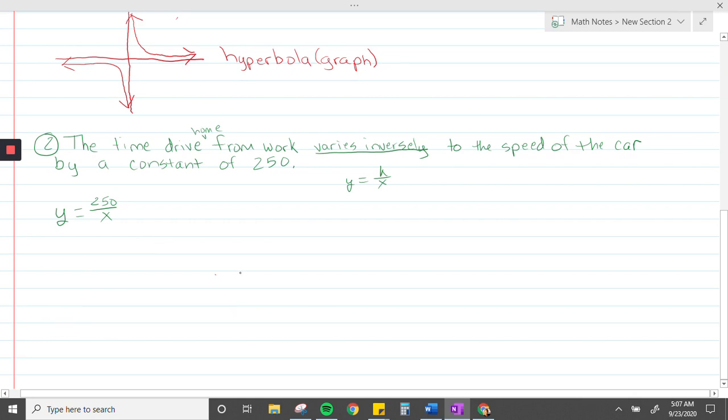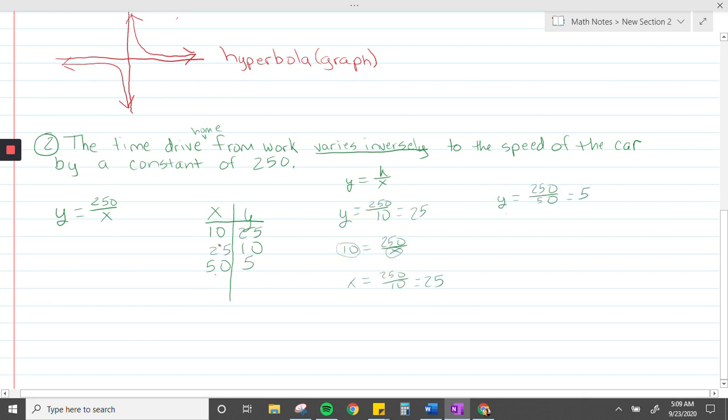So let's make a table. And again, I'm going to give you part of the table. X and Y. And we'll just have a short table here. Since we're talking about the speed of a car, we're not going to have negative numbers here. And let's just fill in the missing values.